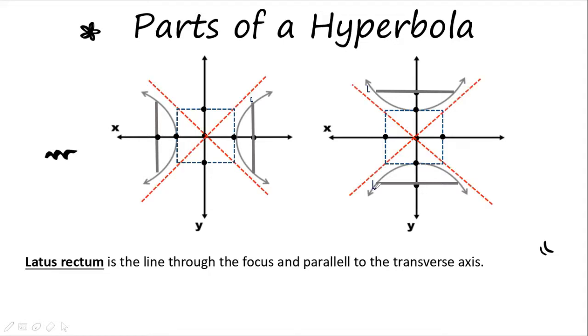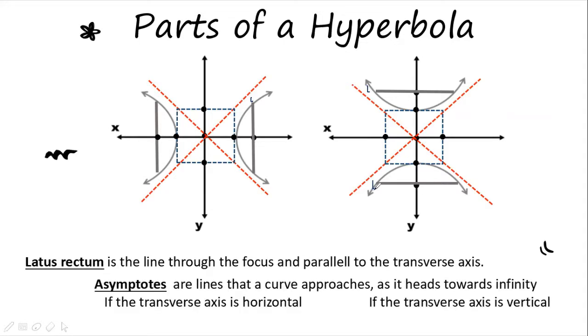Now, let's proceed to the asymptotes. Asymptotes are the lines that a curve approaches as it heads towards infinity. Again, this is the line that the curve of our hyperbola approaches. But always remember that when we say asymptotes, the curve can approach the line, but it can't intersect it.